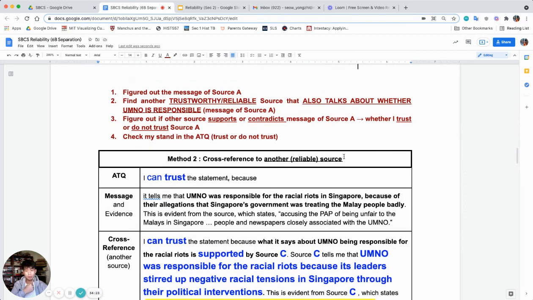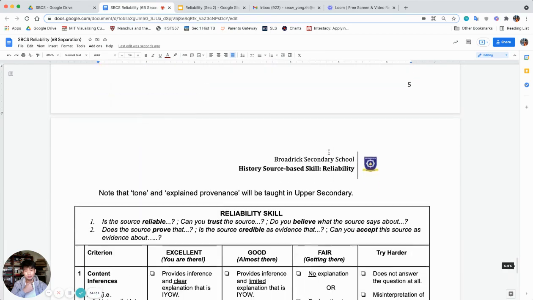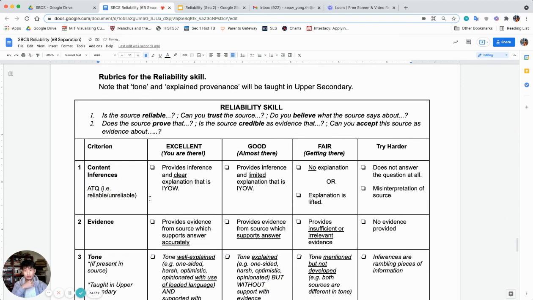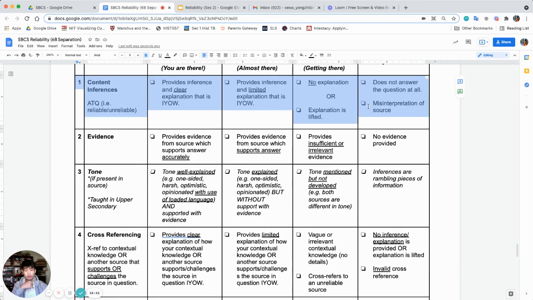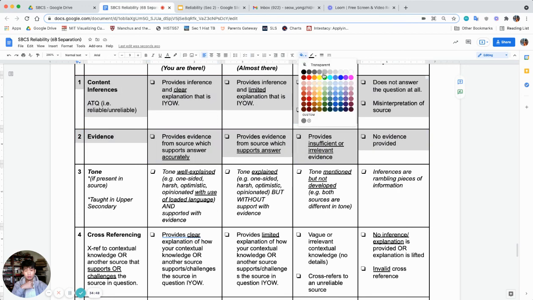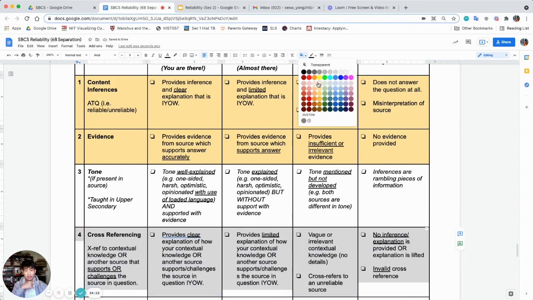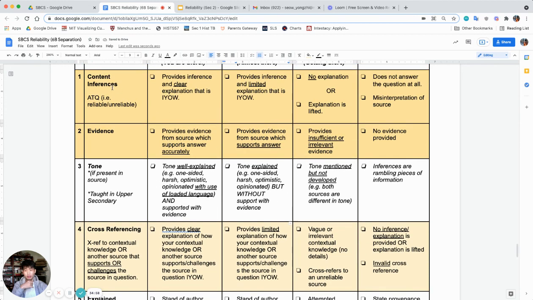So please, at home, fill in this worksheet, practice writing, and if you want to check your success criteria, the last page will have a rubric that would tell you about the inference, evidence, and cross-reference. You can ignore the third row. So these are the rows you want to look at. You can ignore the third row and you can ignore the fifth row because this is all taught in upper sec. So now you just look at content, message, inference, evidence, and cross-reference.